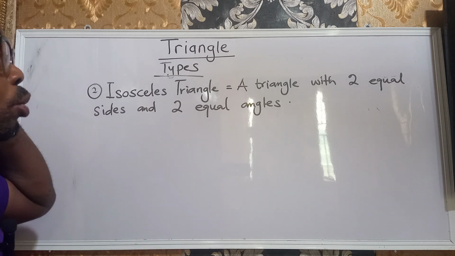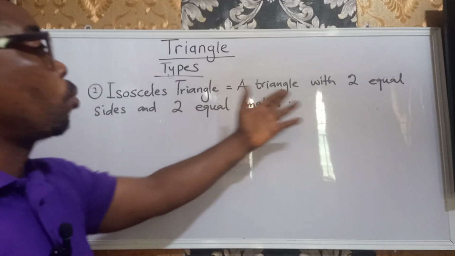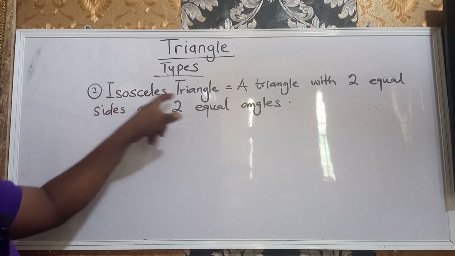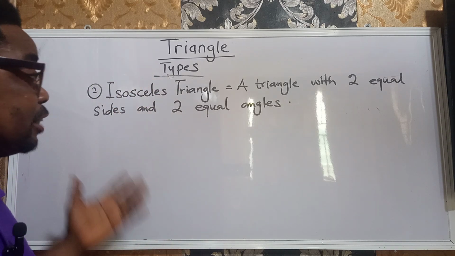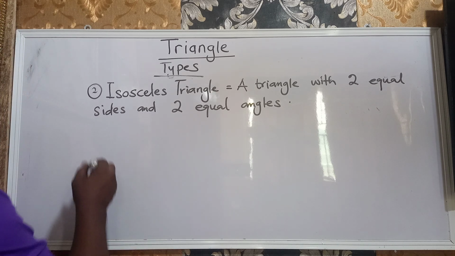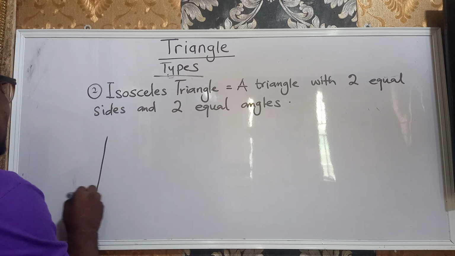So any triangle you see that has 2 equal sides and 2 equal angles is called an isosceles triangle. This is very, very interesting, especially when you see a boy that stands like this.